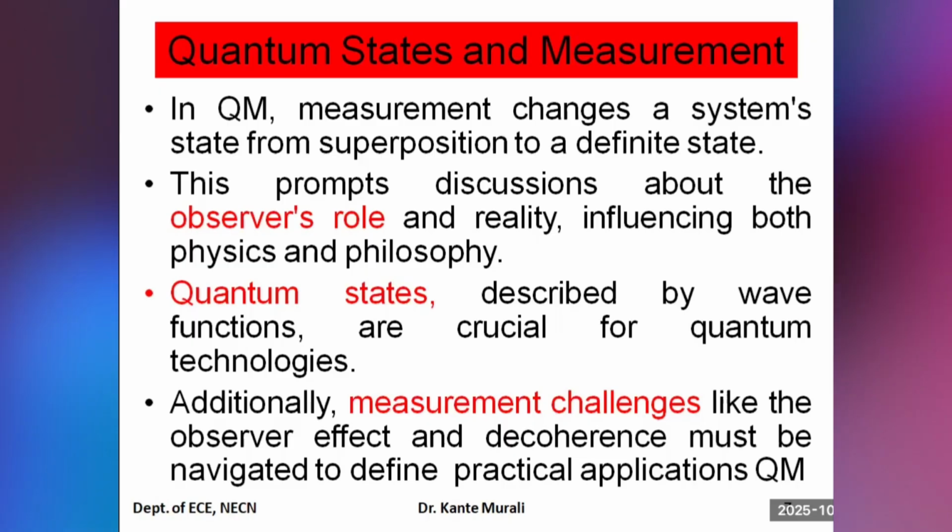Now let us see what quantum states are and how they are connected with measurement. When you measure a quantum system, as per the definition of superposition, it collapses from a superposition of states into one definite state. This leads to the famous observer effect, where measurement changes reality itself. That means measurement challenges like the observer effect and decoherence must be navigated to define applications of quantum mechanics. But it's not static; the status is influenced by the observer's role.